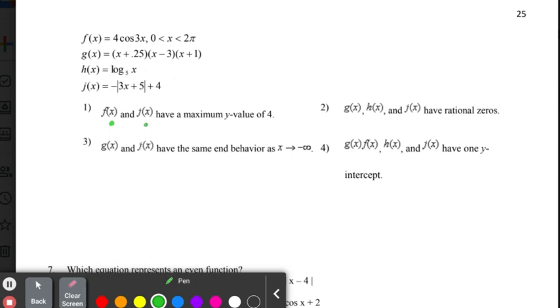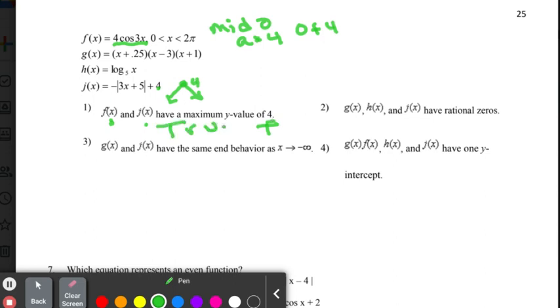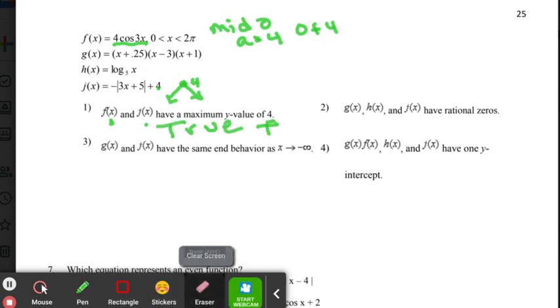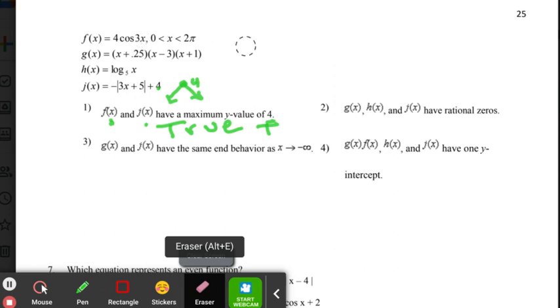J of x, if you graph this, its absolute value, the arrows point down, and the y-intercept is a 4. So that is true. And for f of x, 4 cosine 3x, we know the midline is 0. We know the amplitude is 4. And maximum is midline plus amplitude, which gives you 4. So both of these are true. I'm going to go through these and then erase because it's just going to get too messy. Option number 2.